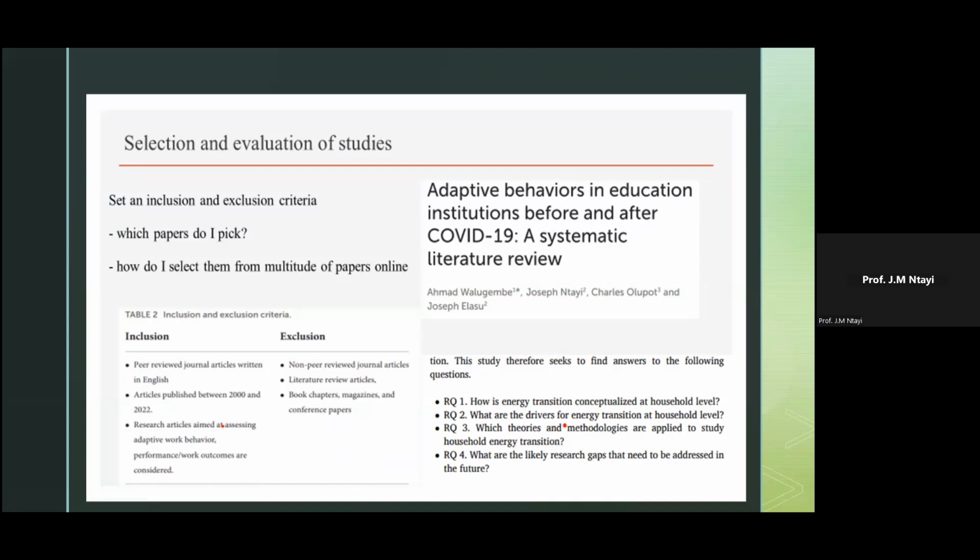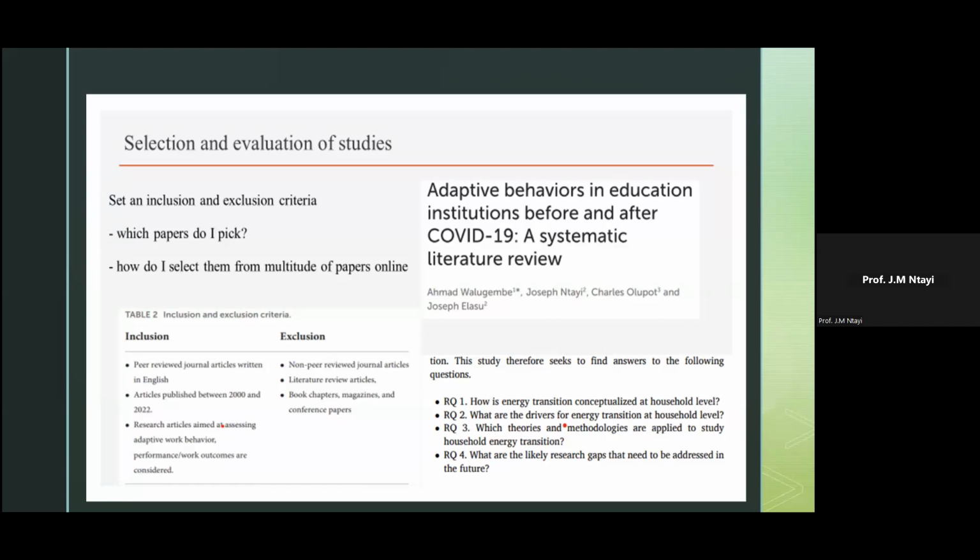So now probably you need to set your criteria for the selection of your articles. Which articles do I pick? Which articles do I leave out? If I've chosen to pick these articles, how do I pick them from thousands of articles? I want to give an example here. This is one of the papers that is published, and just on top there, as you can see, on adaptive behaviors. So we ask ourselves, if we are to review papers on adaptive behavior, what will be our limits?